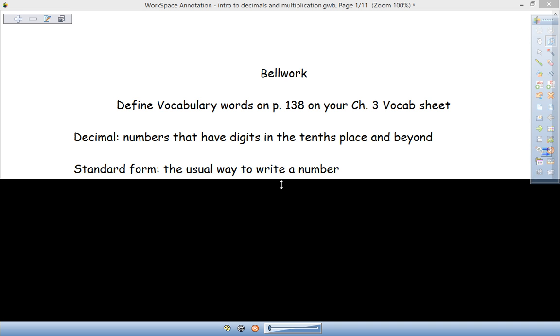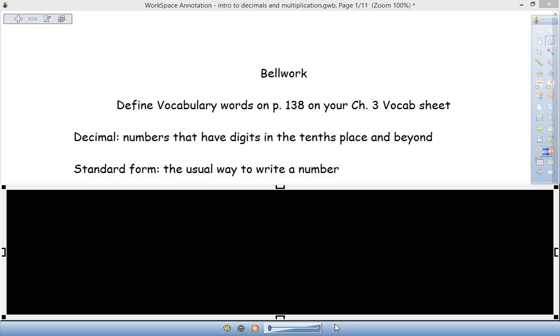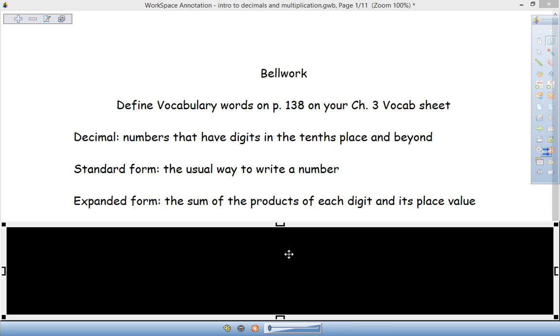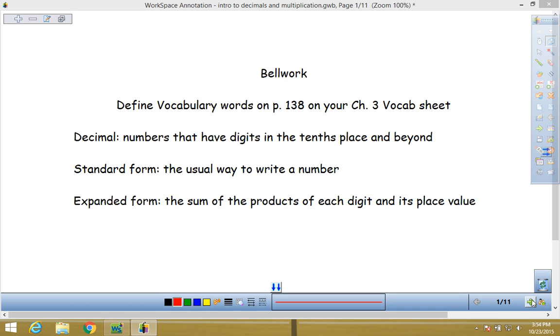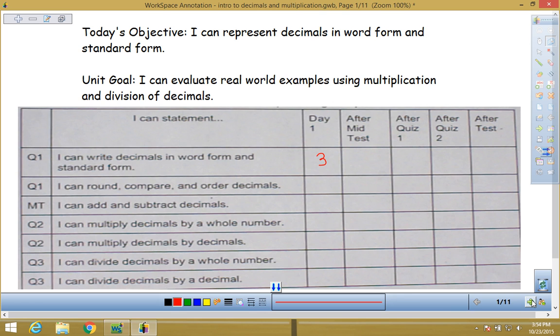The next one I want you to look at, or that you wrote down, was standard form. And standard form just is a fancy way of saying the usual way that we write numbers down. And then finally, we had expanded form. An expanded form is the sum of the products of each digit and its place value. An expanded form is something that you guys have heard before as well.